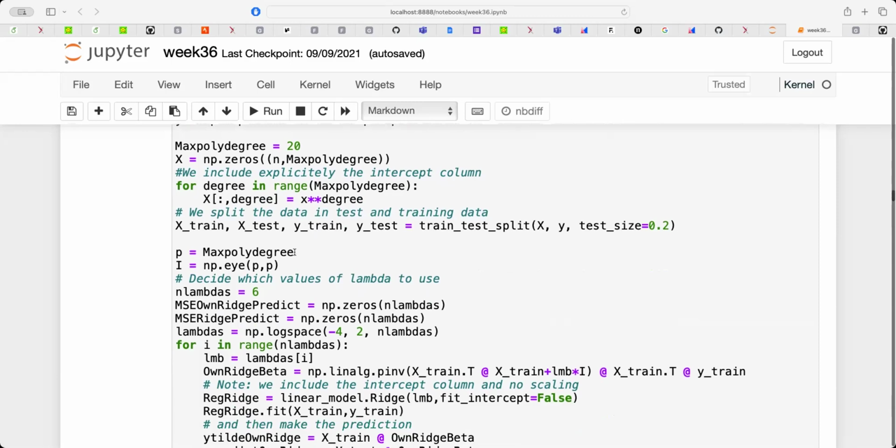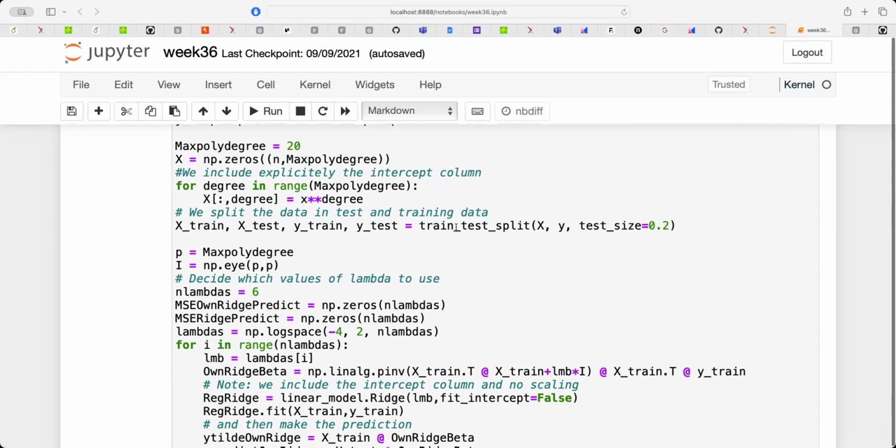Now, what I'm doing is scikit-learn and also my own code. In this particular case, I'm doing ridge regression. I'm setting up my own ridge. And then I have my ridge prediction, which I make with scikit-learn. So that will be this function, which you see here. And then I put the intercept false, as I mentioned.